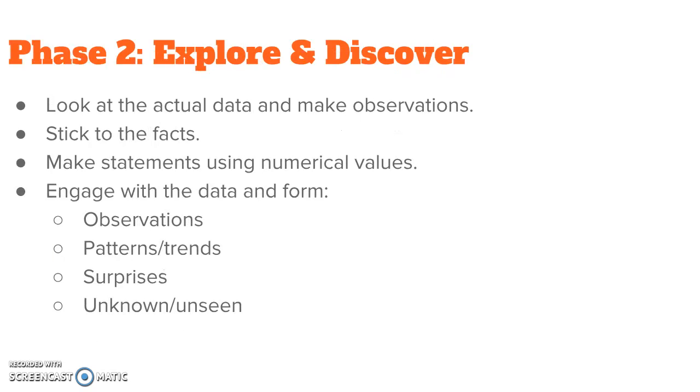During Phase 2, explore and discover, this is where the actual data comes out and observations are made. Highlighting, circling, underlining is done, and it's necessary to stick to the facts and make statements using numerical values, whether it's a percentage, a fraction, a decimal. And then they're going to engage with the data and form observations, identify patterns and trends, maybe something that surprised them within the data, and then something that's known or unseen.